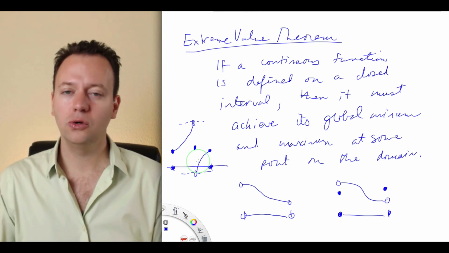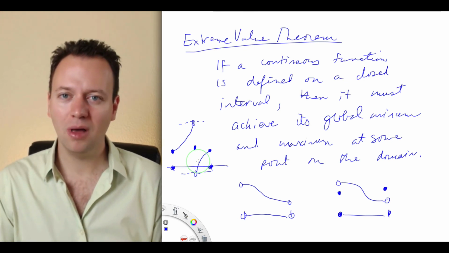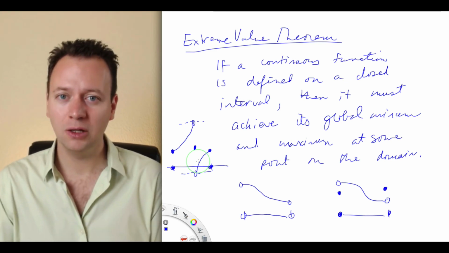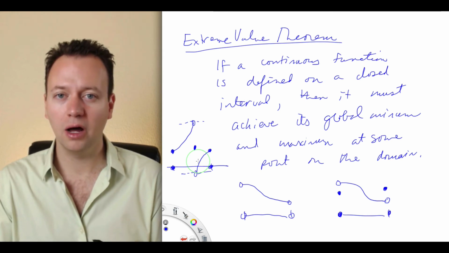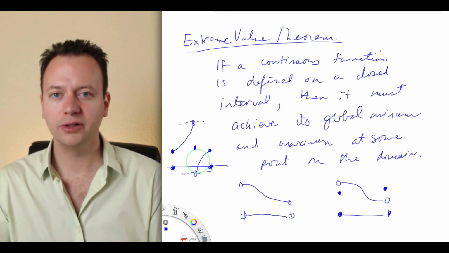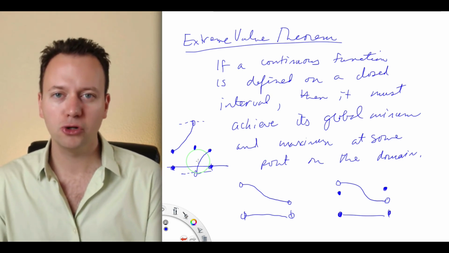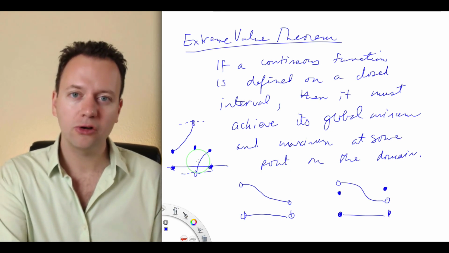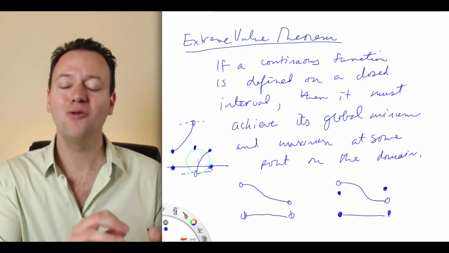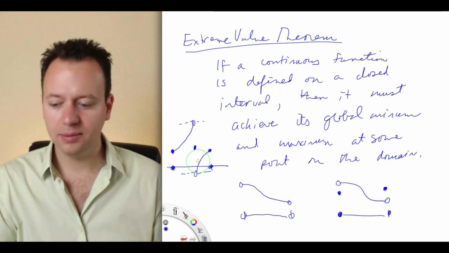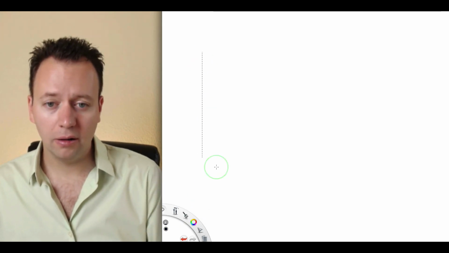So the requirements to be guaranteed a global minimum and a global maximum are: one, the function has to be continuous; two, the function has to be defined on a closed interval. Now that's not saying that you're not going to find functions defined on open intervals or discontinuous functions that have global minima or maxima. This is just in this particular case. If you have a continuous function defined on a closed interval, then you must have an actual global maximum and a global minimum.